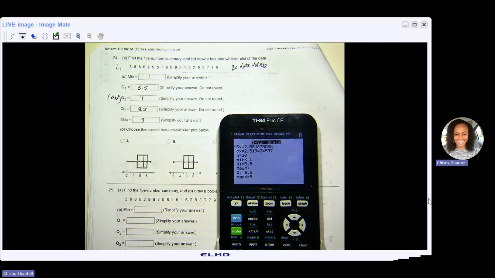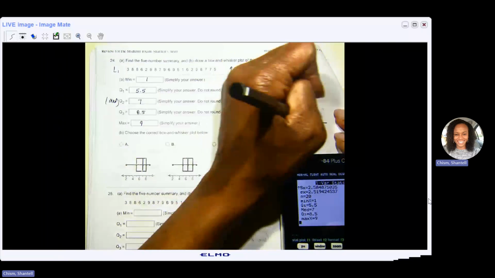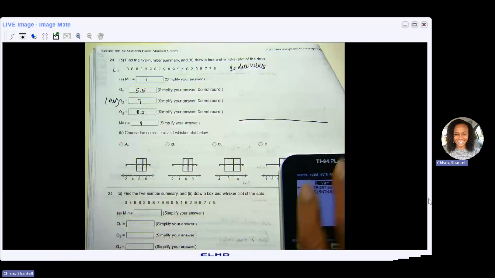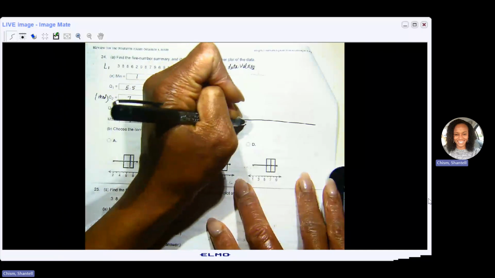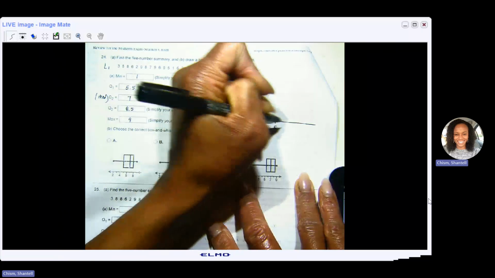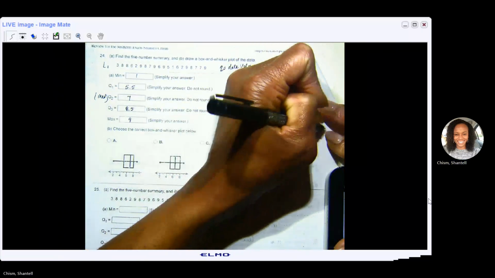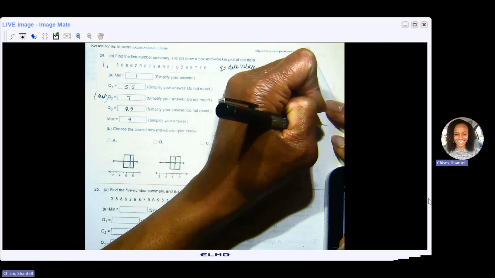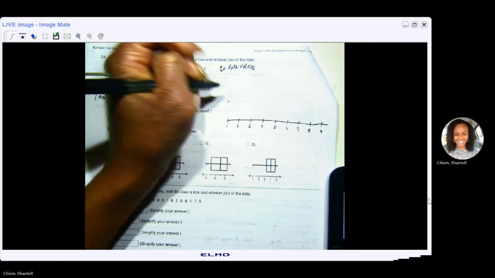Okay, so we have the 5-number summary. Then we do a sketch of the graph. If we draw our little short number line, let's say 1, 2, 3, 4, 5, 6, 7, 8, and then 9. Our minimum is 1. Our max is technically 9. I probably shouldn't put these in yet.